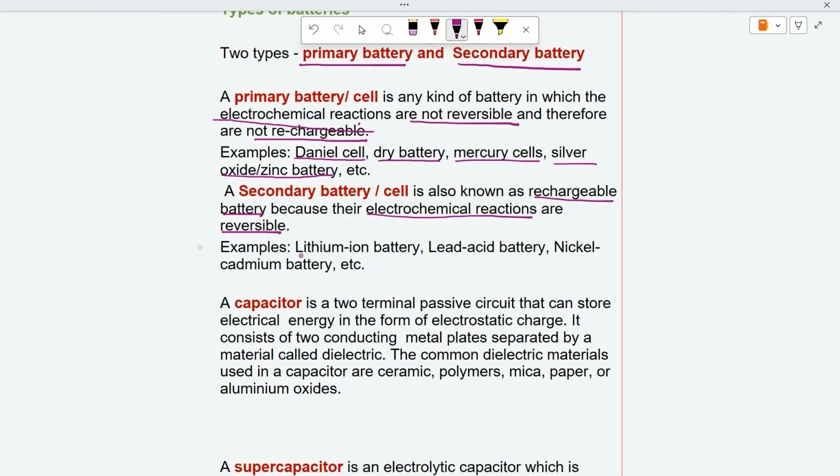Examples are the lithium ion battery. You might have heard about this, lithium batteries. Then the lead acid battery is the most old one. Then nickel cadmium batteries, all these come under this type of batteries.